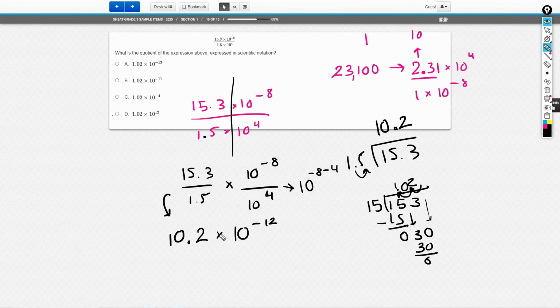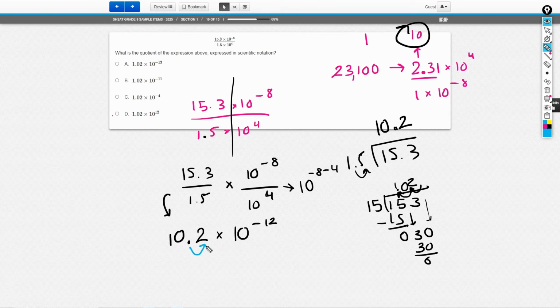The issue here is that 10.2 is now greater than 10, so this is no longer in scientific notation. In order to convert this into scientific notation, I now need to make this less than 10, and the way I can do this is by moving the decimal point, and that's always how it is in scientific notation. You're going to move the decimal point. So if I move the decimal point back, I will essentially be increasing the value of this exponent.